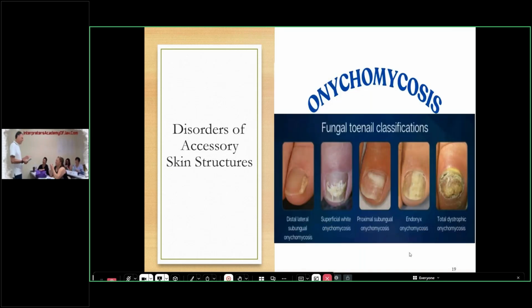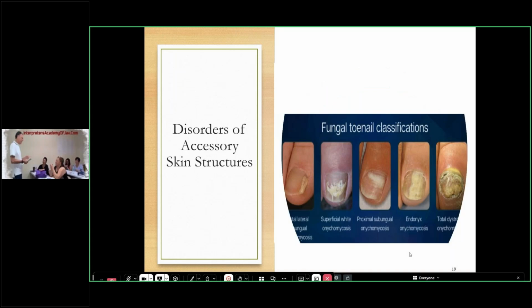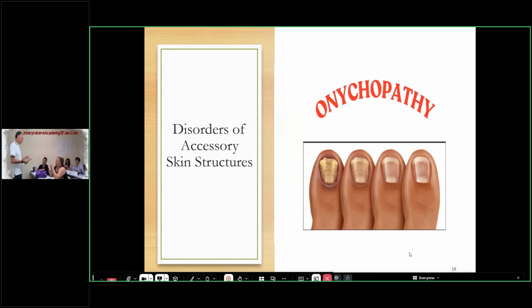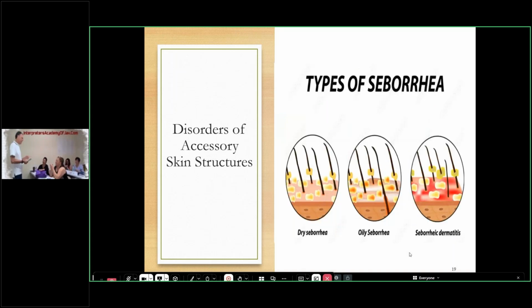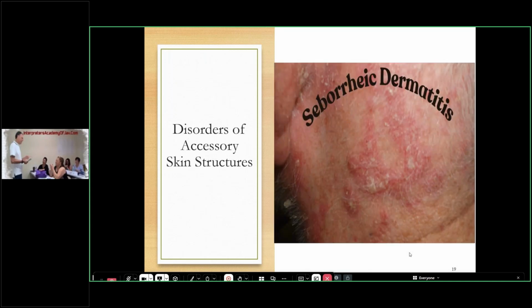Onychomycosis is any fungal infection of the nails. And onychopathy is any disease of the nails. Seborrhea. Sebo means sebum, and rhea, discharge. So, seborrhea is excessive production of sebum. Seborrheic dermatitis is an inflammatory skin condition that begins with the scalp, but may involve other areas, commonly called dandruff.